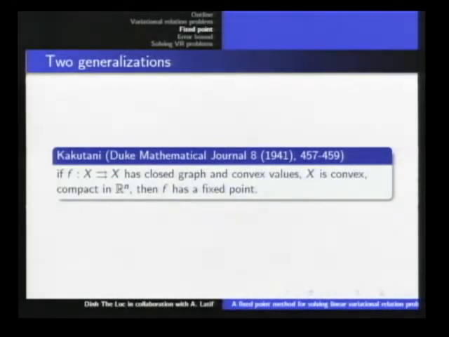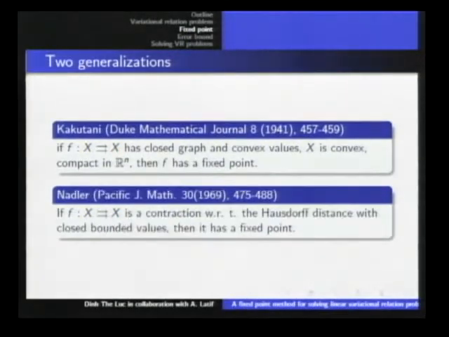And what about the Banach theorem? So we have another generalization belonging to Nadler in 1969. Here we have a contraction with respect to the Hausdorff distance. Then we have also a fixed point, okay?